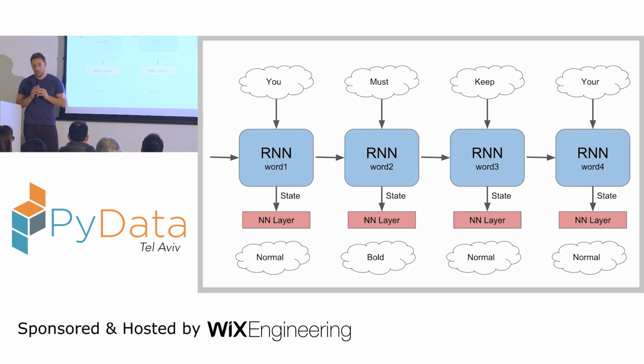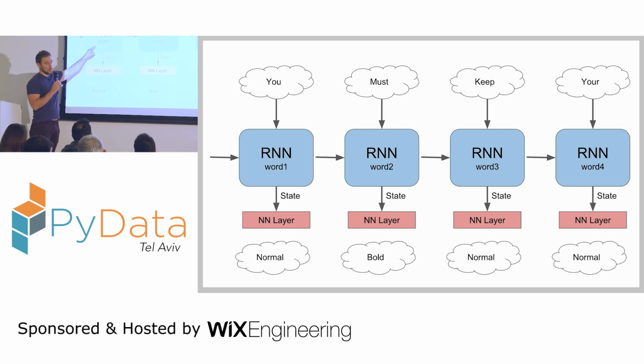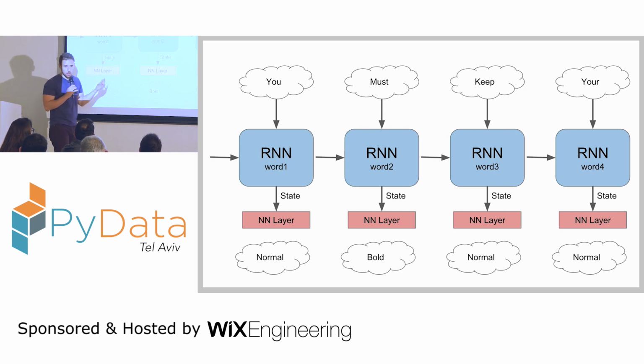So let's see how it happens in real life. I'm feeding the words "you must keep your" etc. to the same model again and again. I get some kind of internal state. I feed that internal state into a neural network. It could be fully connected or any other network, we don't really care. And this neural network is supposed to predict the class. In our case, whether it's bold, italic, etc., the styling.